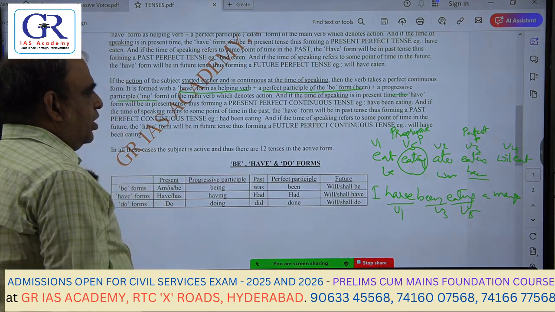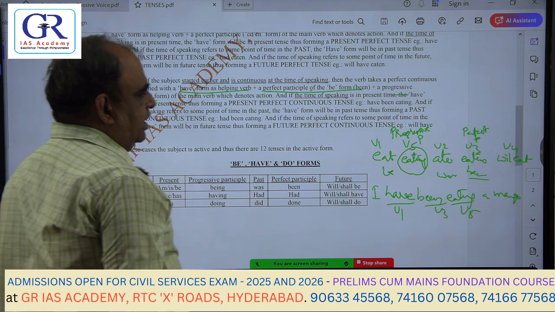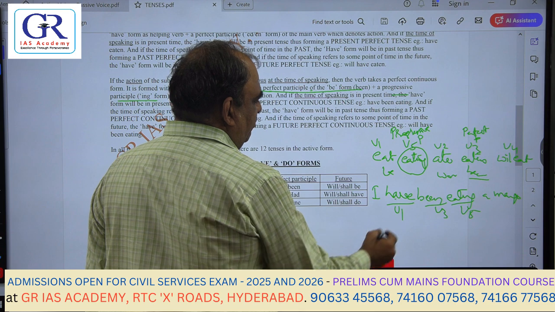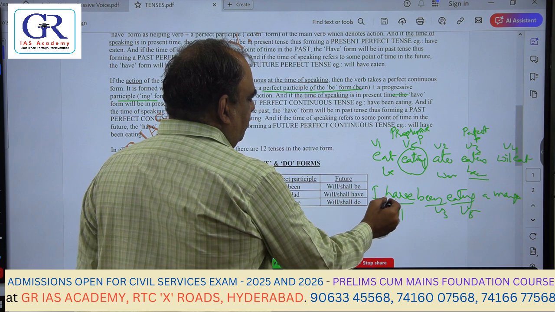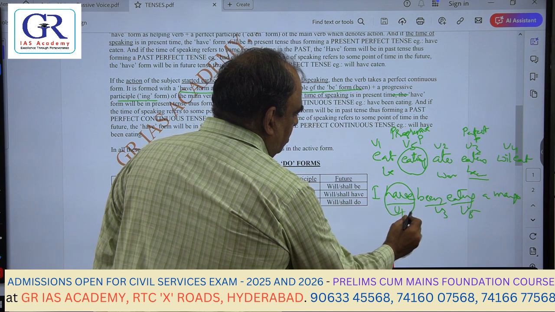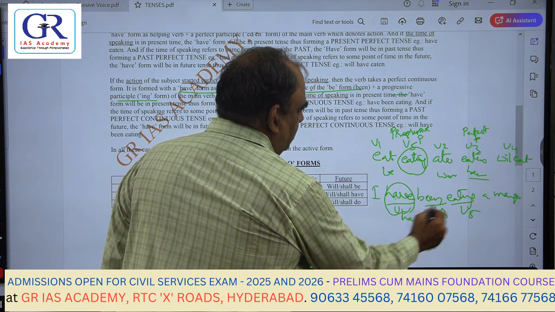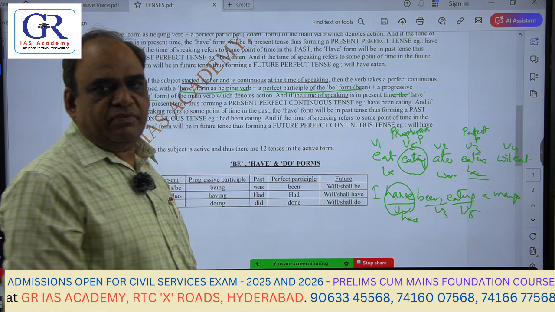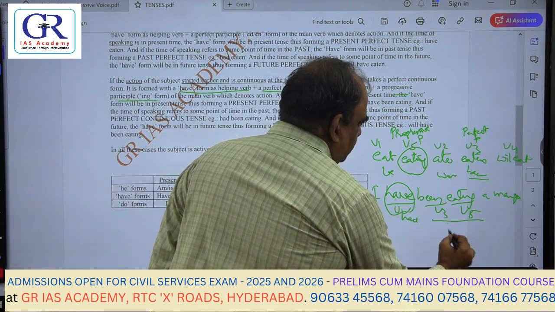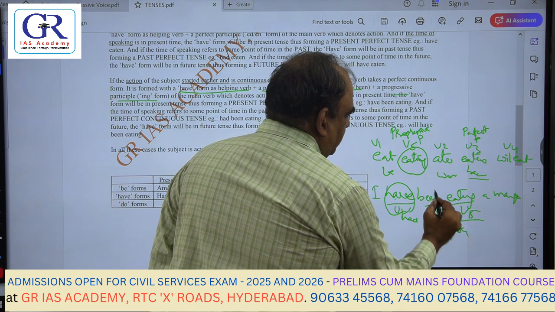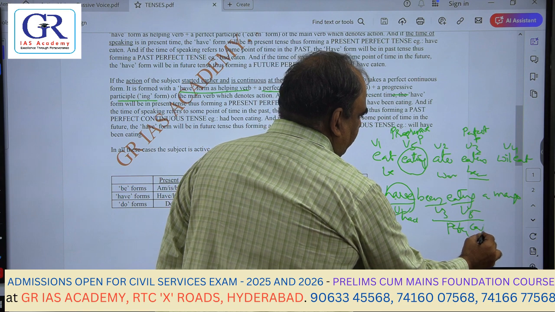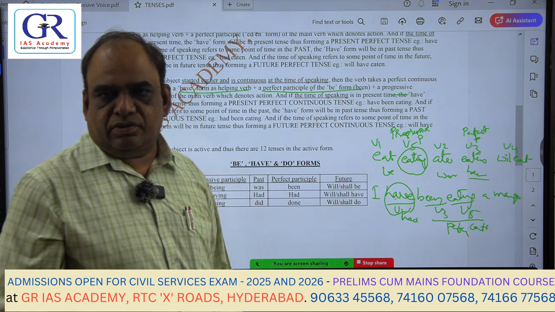So similarly, if I want to say this in past, this is in present. If I want to tell this in past perfect continuous, simply change this to had. I had been eating. So this becomes past perfect continuous. So this is the structure for perfect continuous. Perfect, so this is perfect participle. Eating is continuous. So this is the structure for perfect continuous.